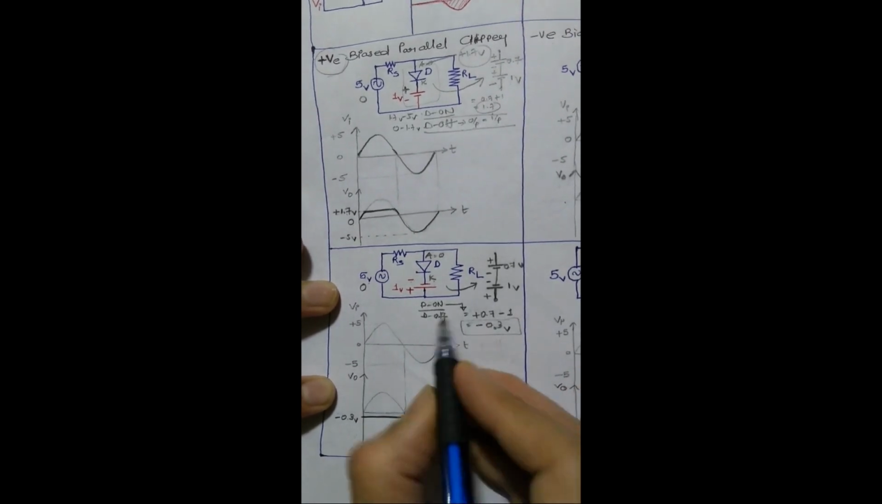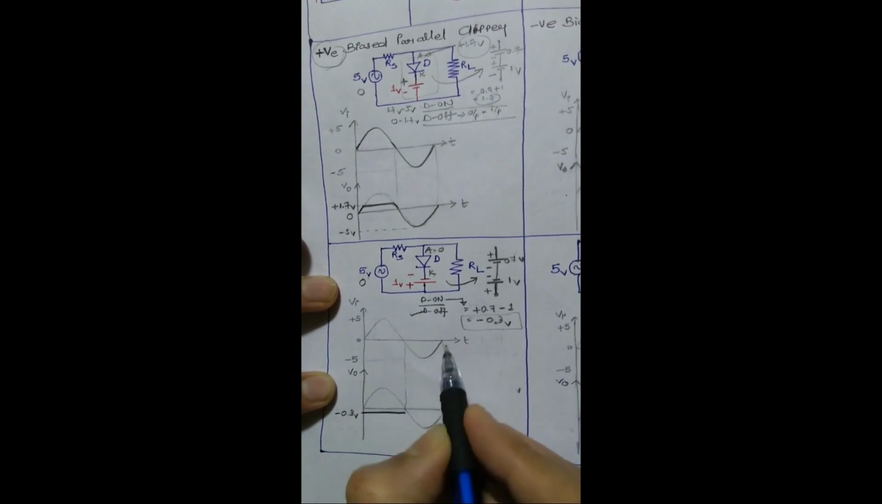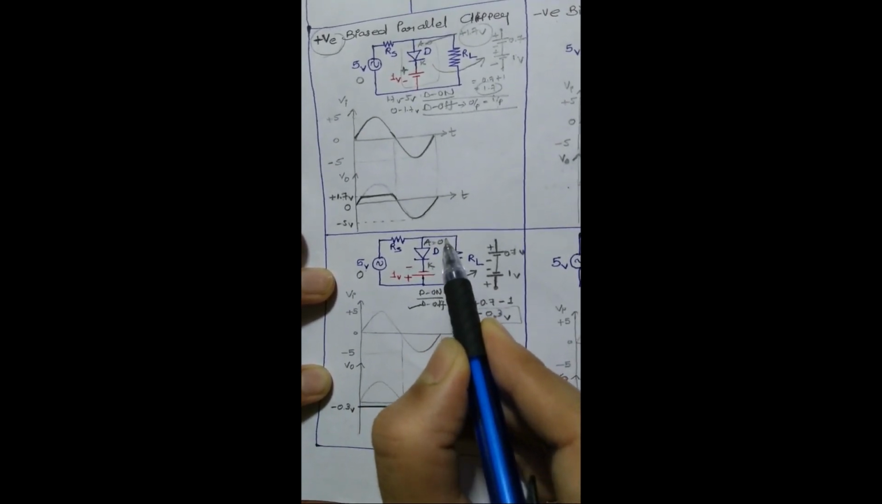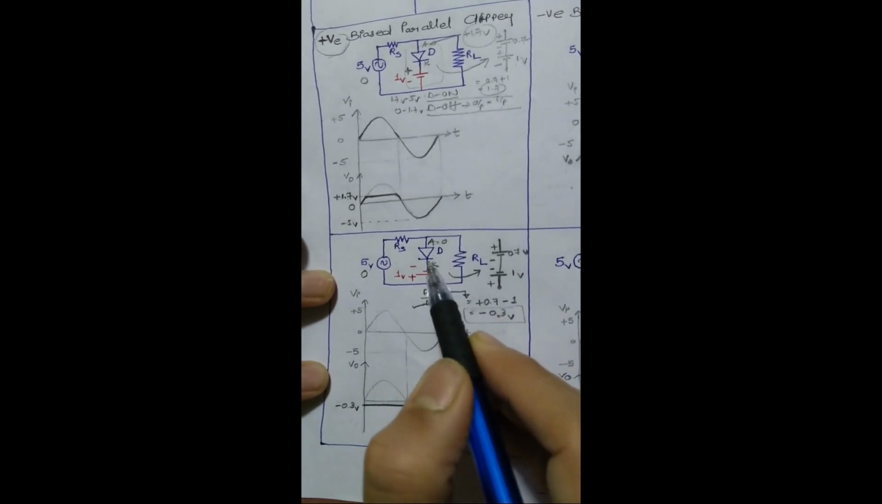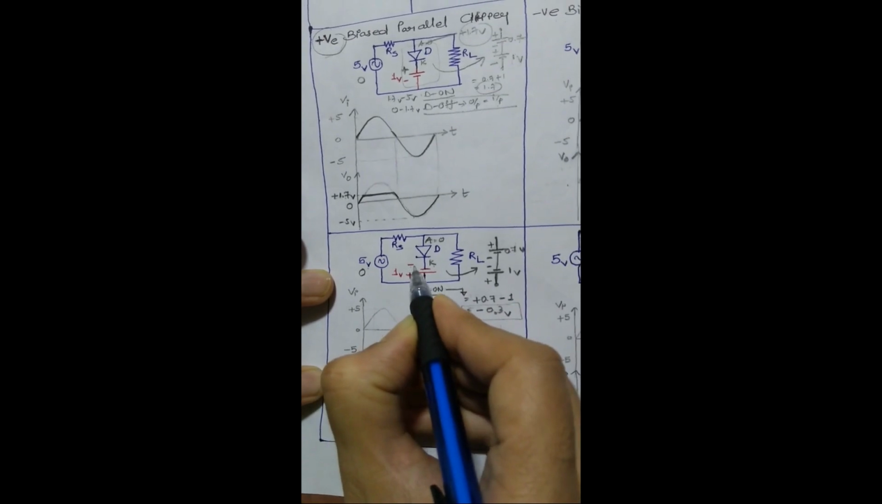In the second case, D is off. Consider the negative half cycle, where anode is -1, -2, -3, -4, -5. So in this case, the output voltage is here -1.